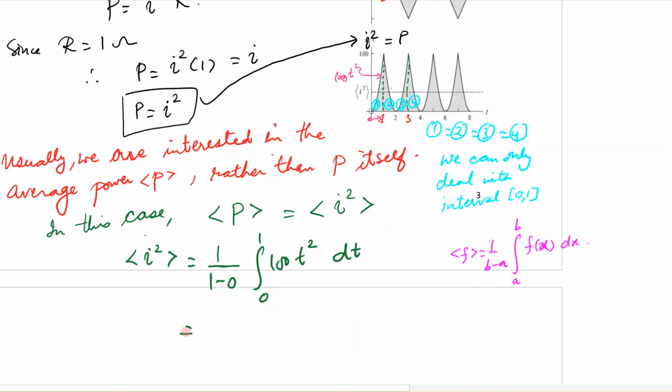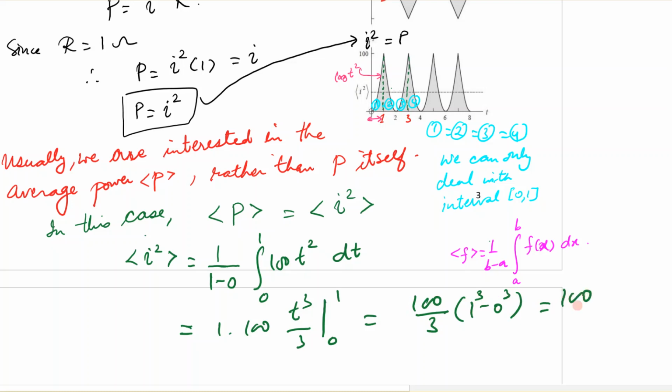Thus we get 1 and then 100, and then the integral of t squared is t cubed over 3 from 0 to 1. Overall we get 100 over 3 times (1 cubed minus 0 cubed), which is 100 over 3. That is our average power, or the mean power, or the mean of I squared. This is our mean value of I squared, which is 100 over 3.